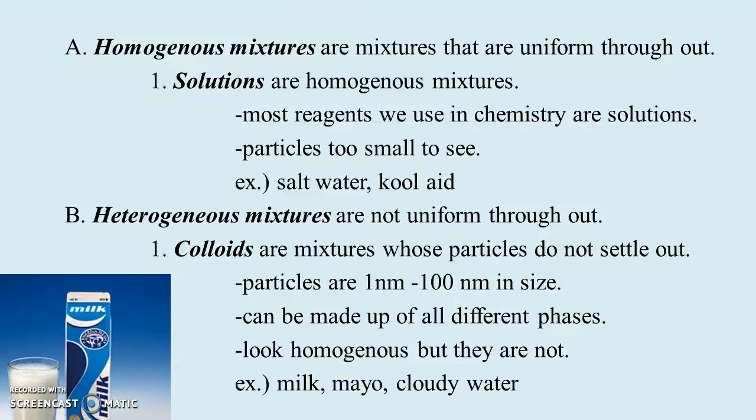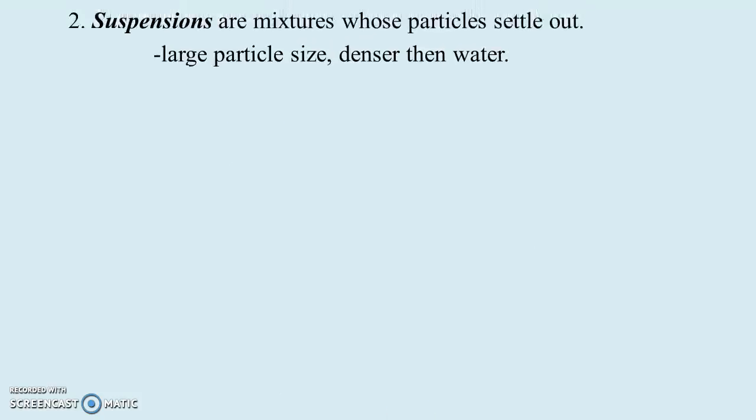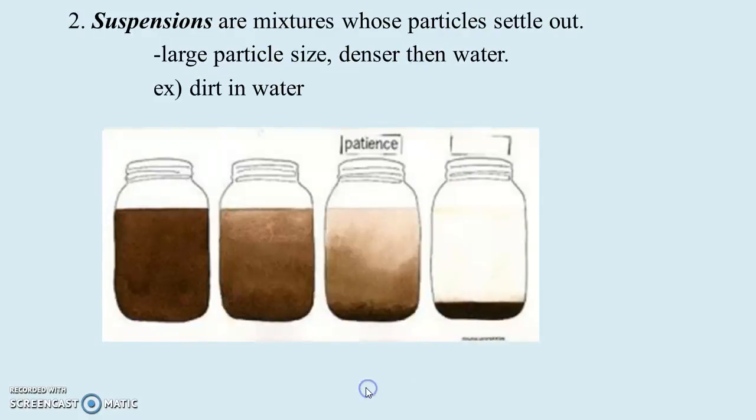Oh, and here's my picture of milk. That opaque color, so it's not transparent, it's opaque. And the next type of heterogeneous mixture we need to know is a suspension. These are mixtures whose particles will settle out. So large particle size, denser than water. Dirt and water is a good example.